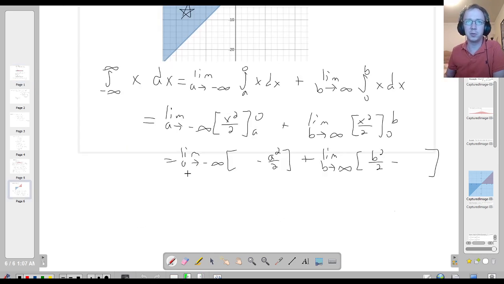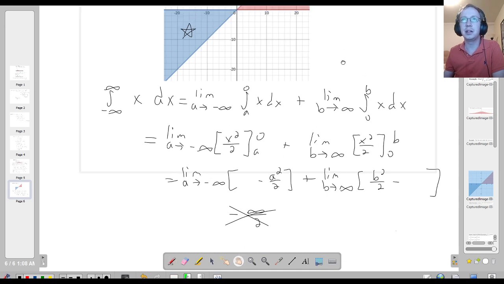Okay, so let's start with this first limit. The limit as a approaches negative infinity of this guy. So if I use direct substitution here, and I plug in a equals negative infinity, well, if I square that, I will get positive infinity. So this is negative infinity over 2. So does that converge? No. At this point, I don't even need to bother with the second limit. I know that one of my limits does not converge, so I know the answer to the problem is the integral diverges.